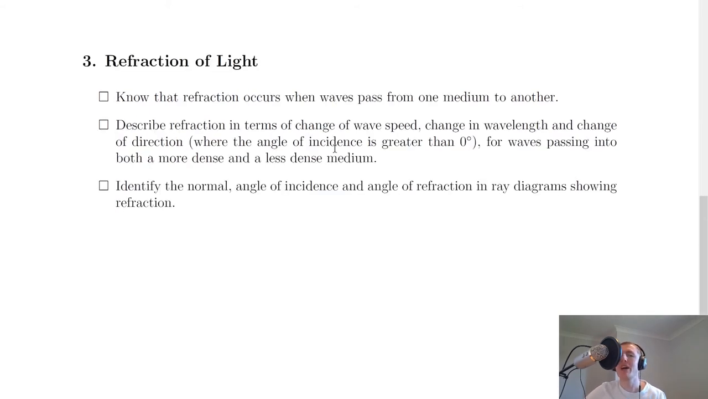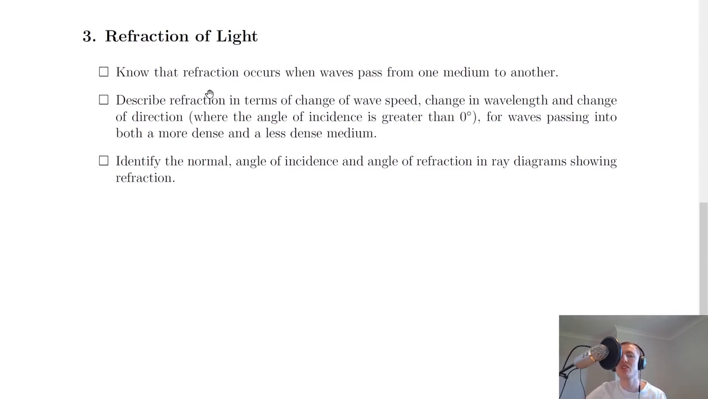Lastly, we have refraction of light, and it says here that you need to know that refraction occurs when waves pass from one medium to another. So medium just means the type of material, like air or glass or water, for example. Next, it says to describe refraction in terms of change of wave speed, change in wavelength, and change of direction, where the angle of incidence is greater than 0 degrees, for waves passing into both a more dense and a less dense medium. So breaking this up into parts, first of all, describe refraction in terms of wave speed.